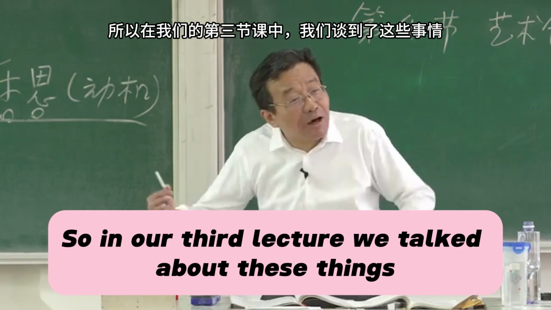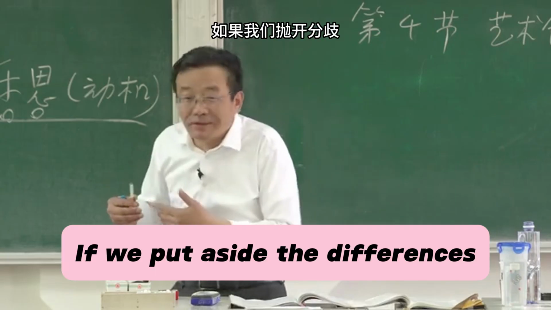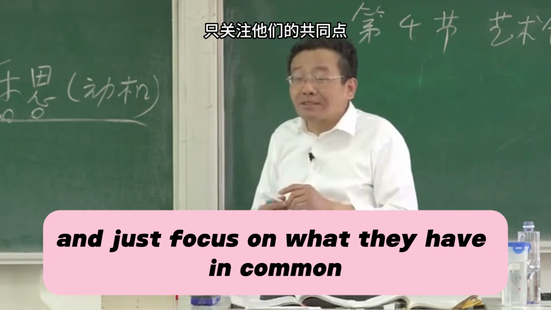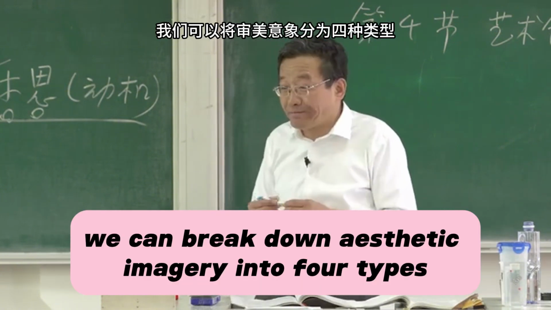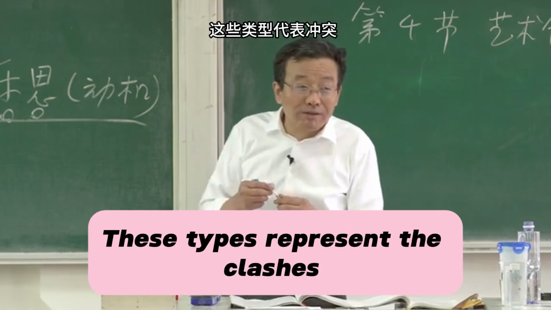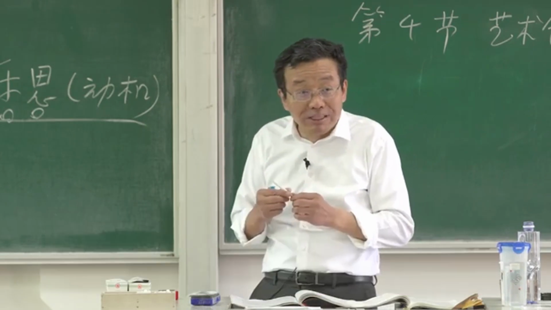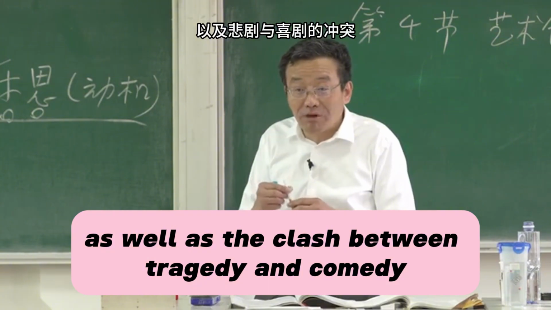So, in our third lecture, we talked about these things. If we put aside the differences in how different countries see beauty and just focus on what they have in common, we can break down aesthetic imagery into 4 types. These types represent the clashes between beauty and the sublime in the art of different nations, as well as the clash between tragedy and comedy.